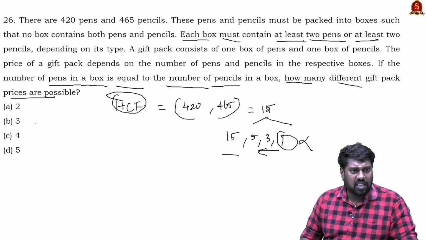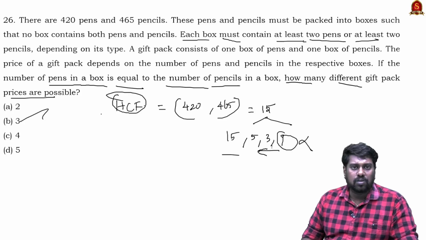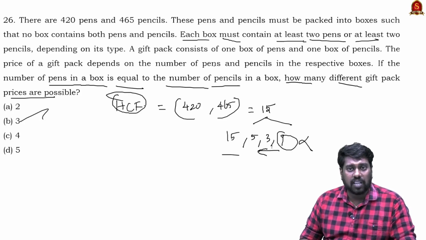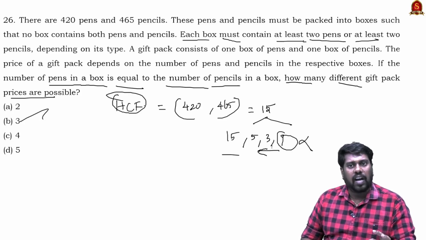So this is a little bit tricky, but I cannot say that this is a difficult question. You just have to understand the keywords which are used in the question. First keyword is equal arrangement. Equal arrangement means HCF, and you can arrive at the answer, but the condition is given in the question that it must contain at least 2. At least 2 means 2 and more than 2.